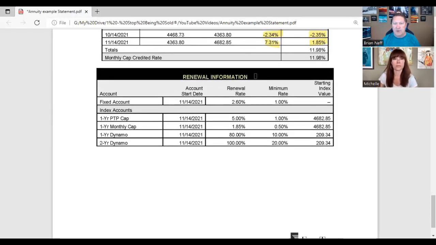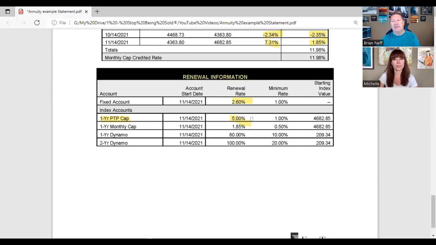So this brings up our next section here. Fixed account is still 2.6%. Okay. That's a nice return in a very volatile market. Right. We've already dropped 25%, right? Okay. So do we have a good chance of maybe hitting the 5% cap the next 12 months? I would think so, right?